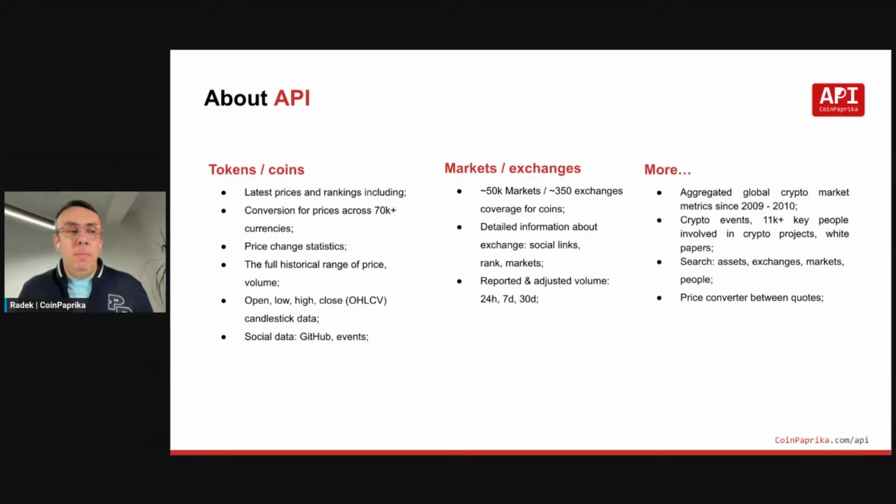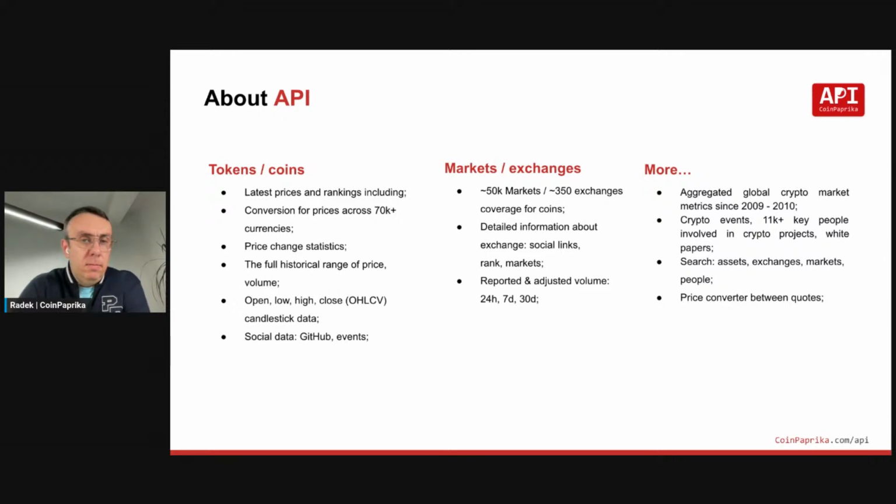Okay, talking about APIs, I would say that we can divide all our endpoints into three categories. The first one is about all the tokens and coins. You can get the latest price. You can find information about historical data, and of course, if you are building some kind of charting solution, you can also get open, low, high, and close pricing points.